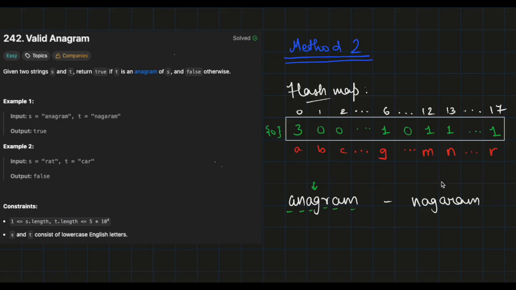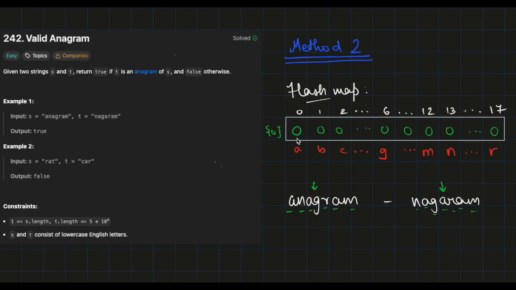After that, we traverse the second string, and for every character we see, we decrement its count in the array by 1. So we reach n, then we make it 0. Then when we reach a, we decrement this count, so 3 becomes 2. Then we go to g, g is 1, so it becomes 0. When we go to a, this 2 becomes 1. And when we reach r, this becomes 0. When we reach a again, this 1 becomes 0. Then when we reach m, this 1 becomes 0.